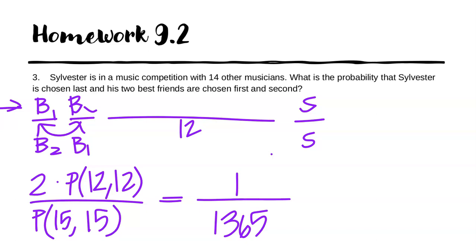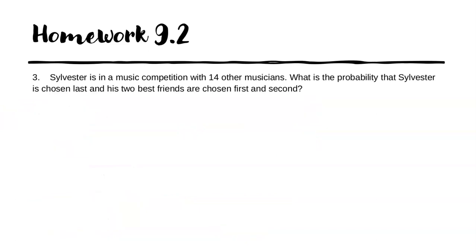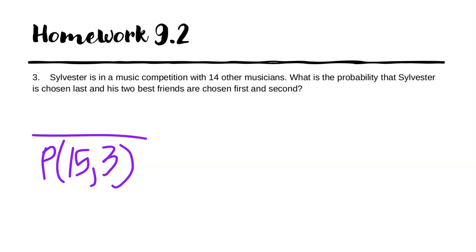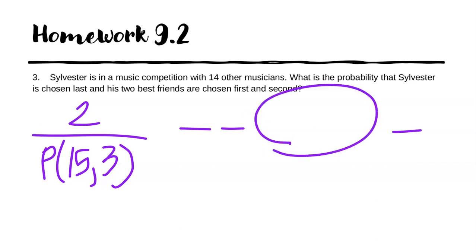Oh, and Erin, that was actually the last way that I did not mention. Yes, you could have also had the permutation of 15(3), and then in the numerator, it would be 2. This is because you're fixing these two best friends in the spot. Sylvester is last, and it really doesn't matter with the arrangement of the remaining people. So you're just wondering how many different ways can you arrange 3 from the 15, and that's perfectly fine as well.